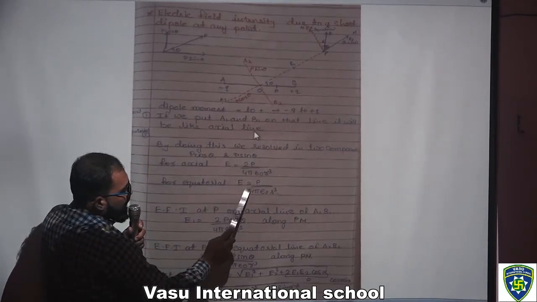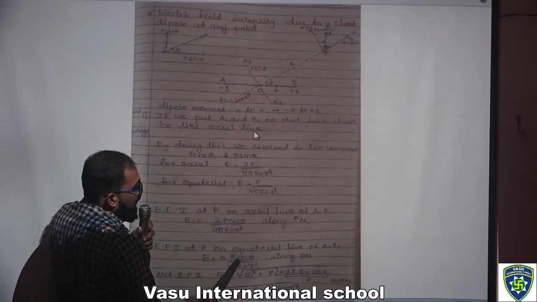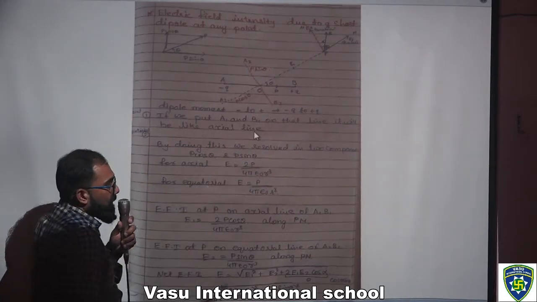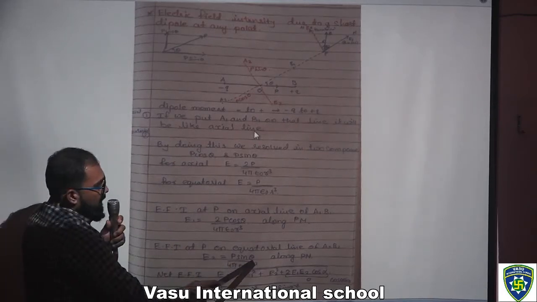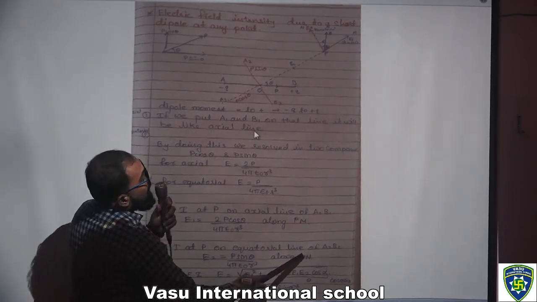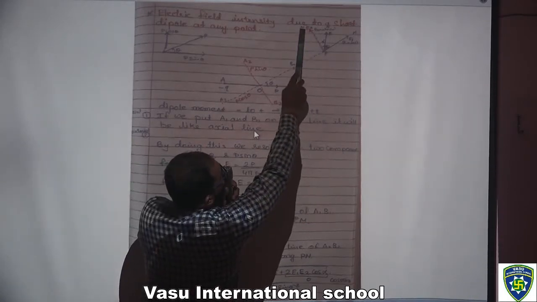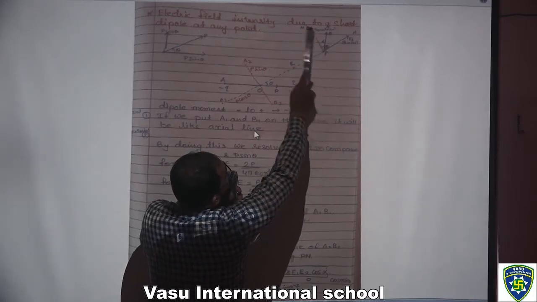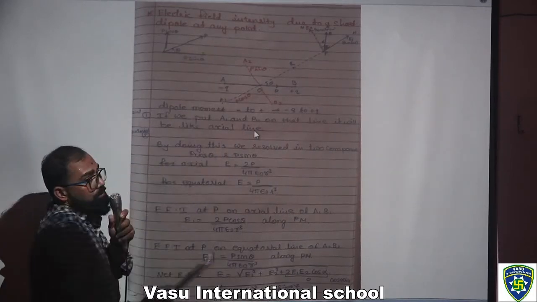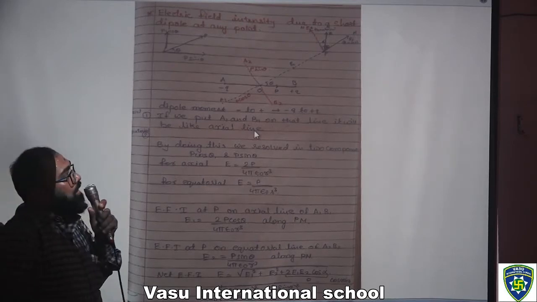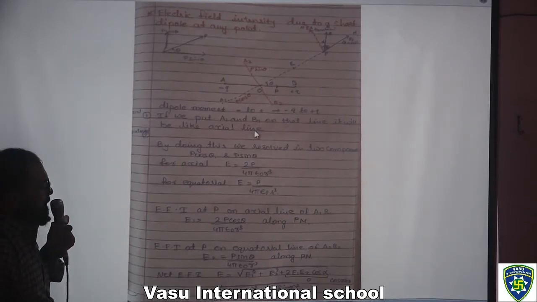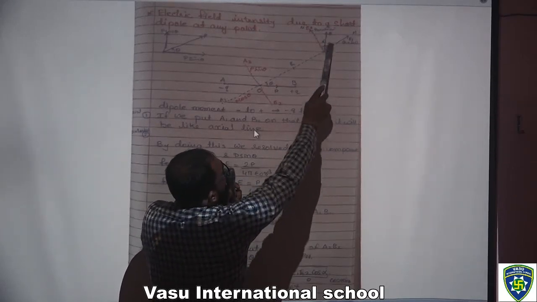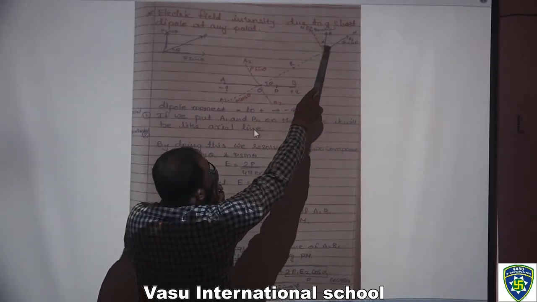E2 is equal to p. Here the component is p sin theta, because it is perpendicular. Equatorial means perpendicular. E2 is p sin theta upon 4 pi epsilon 0 r cube along PN. Now we have E1 and E2, but we have to find the field due to a short dipole at any point. So we have to find the resultant electric field. The resultant of E1 and E2, where will it be? Here we have an angle of alpha.